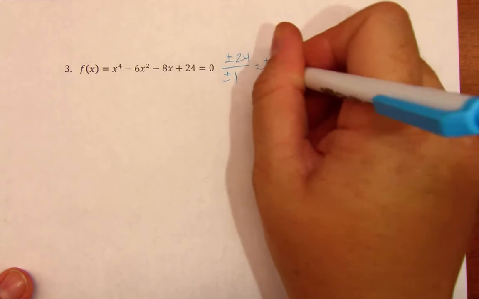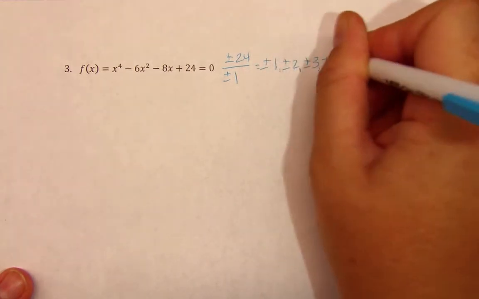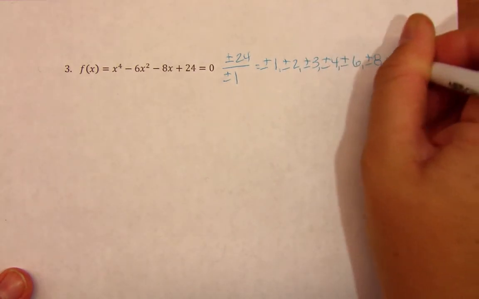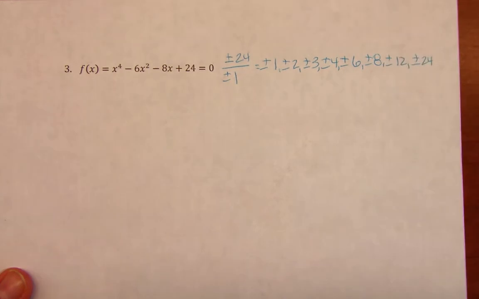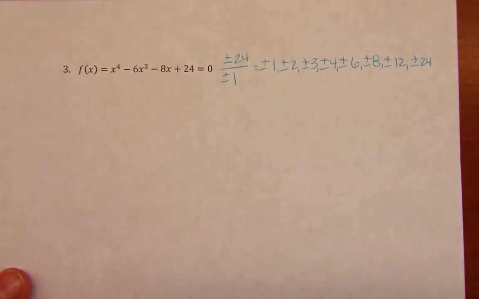So plus or minus 1, plus or minus 2, plus or minus 3, plus or minus 4, plus or minus 6, plus or minus 8, plus or minus 12, and plus or minus 24. All of those numbers go into 24, and all divided by 1 still just give me this.